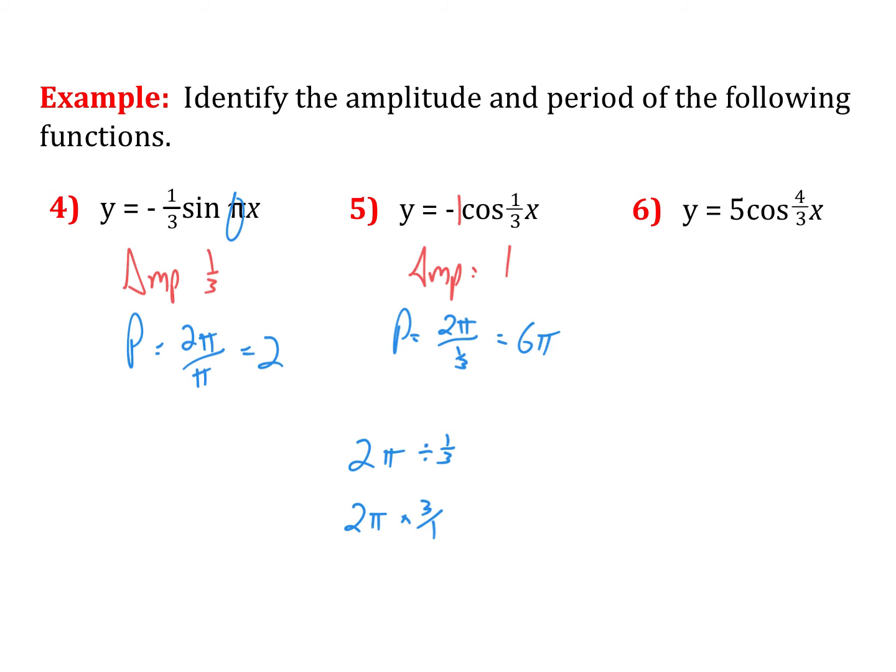Number 6, our amplitude here would be 5. Our period would be 2 pi divided by 4/3, which is 2 pi times 3/4. Well, 2 pi times 3 is 6 pi all over 4. 6/4, that can reduce. That's going to turn into 3 pi over 2.